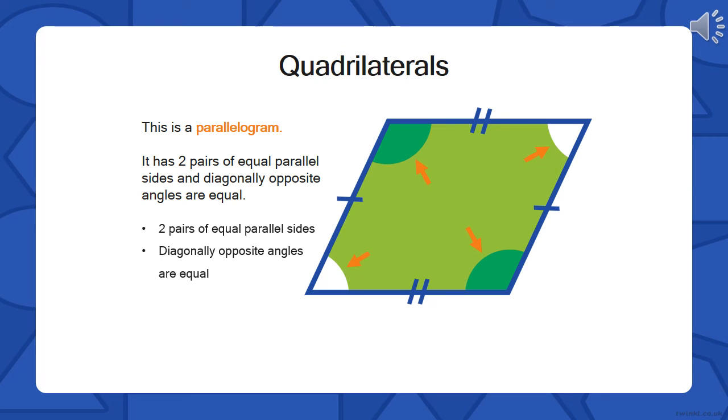We can also have a parallelogram. This has 2 pairs of equal parallel sides and diagonally opposite angles that are equal.